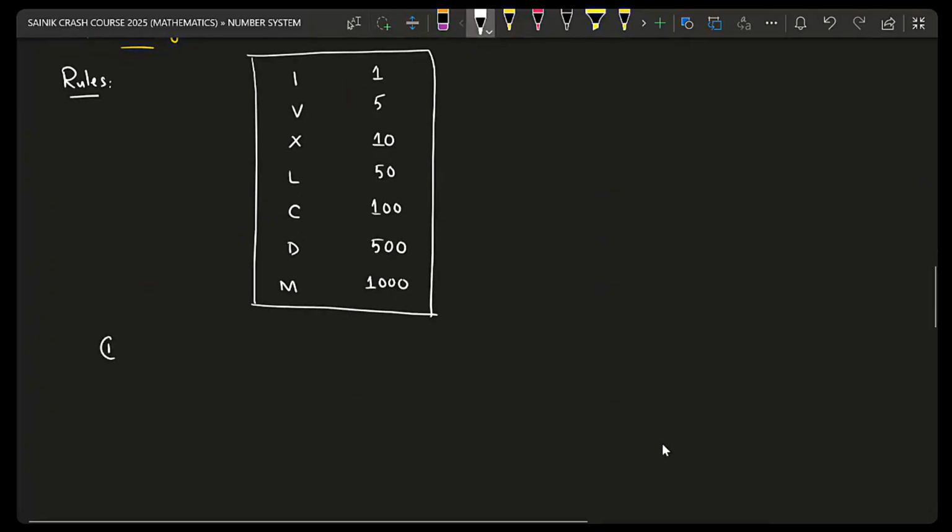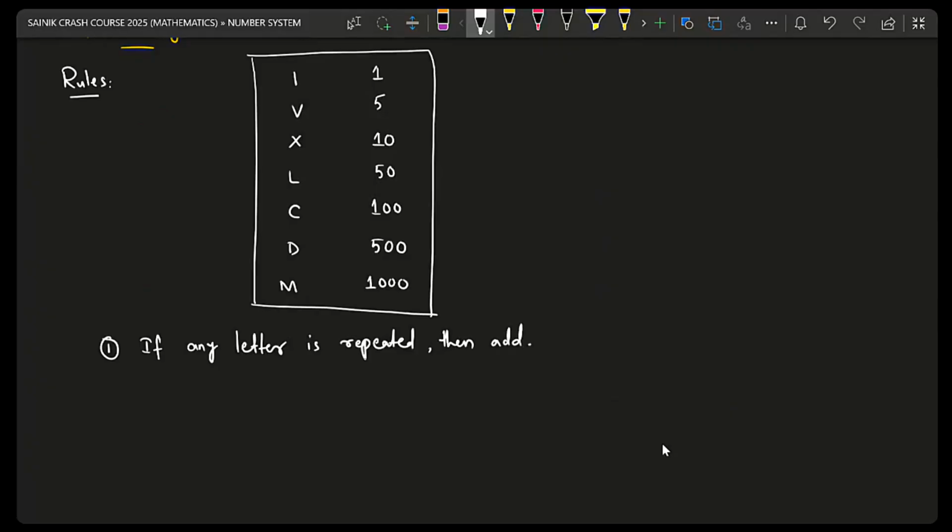The first rule is, if any letter is repeated, then we have to do addition. Simply we can say then add. For example, I write III. It's nothing but 1 plus 1 plus 1. It's going to be 3. For example, I write XX. So I can write 10 plus 10, which is going to be 20. Similarly, I write CCC. So that means 100 plus 100 plus 100. It's going to be 300.